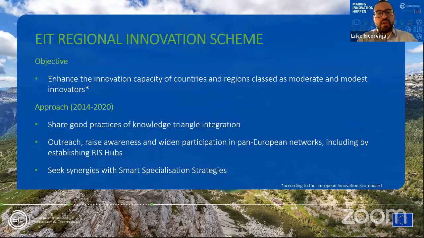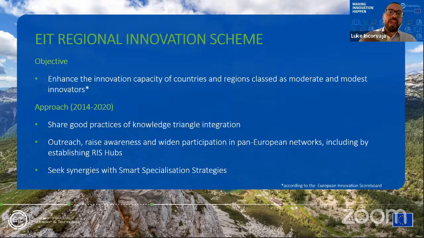The EIT RIS was initially launched in 2014 as a tailored scheme to enhance the innovation capacity of countries and regions classed as moderate and modest innovators according to the annual European Innovation Scoreboard. The EIT is an integral part of Horizon Europe and the EU framework programs for research and innovation. Therefore, excellence remains our only selection criterion. However, we also have a pan-European mandate to boost innovation capacity across Europe, and this is exactly where the EIT RIS came in.